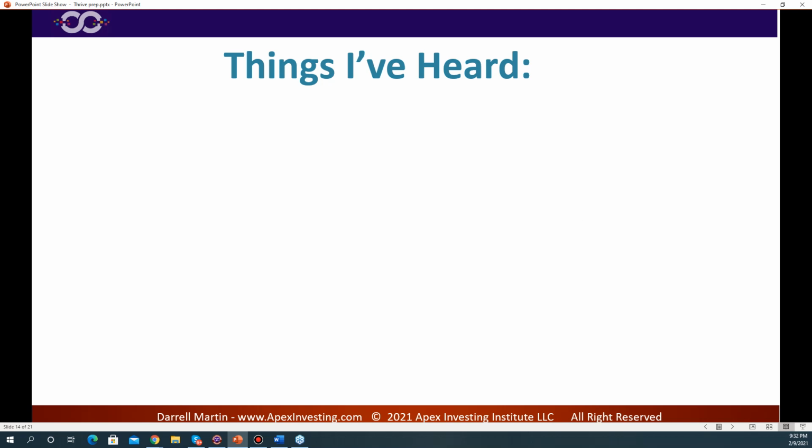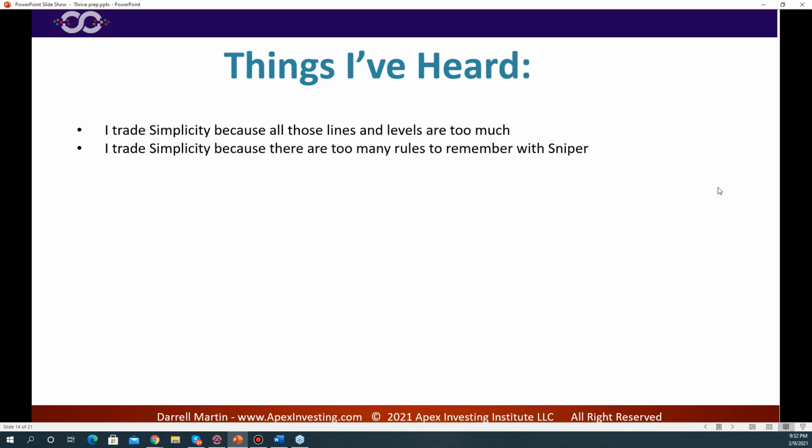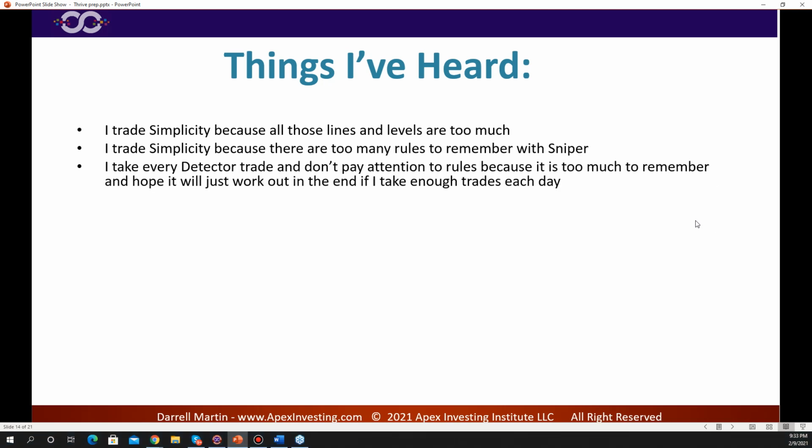The reason I'm trading Simplicity is because Sniper was too complicated for me to learn the rules, so I'm just taking every Simplicity trade. How is that working out in your account and your profit? Let me know. Right? Levels and all that are too much. It's too many rules. Trade every detector.